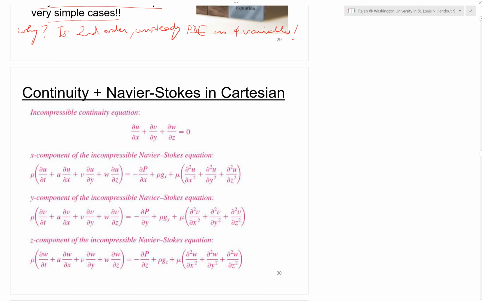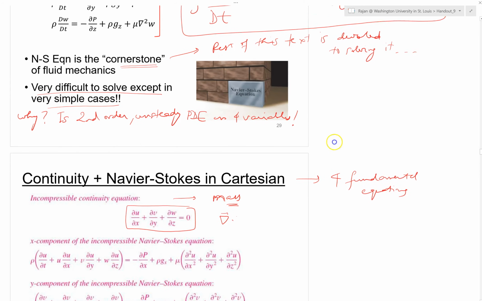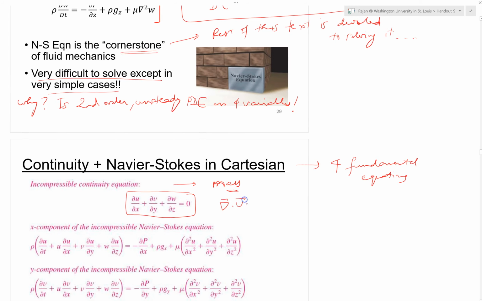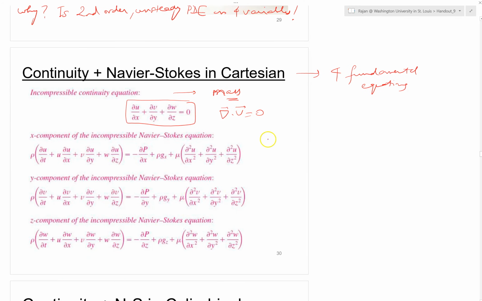So recapping, you now have 4 fundamental equations. One is the mass equation, which is the compressibility equation, del dot V. And the set of momentum balance equations.